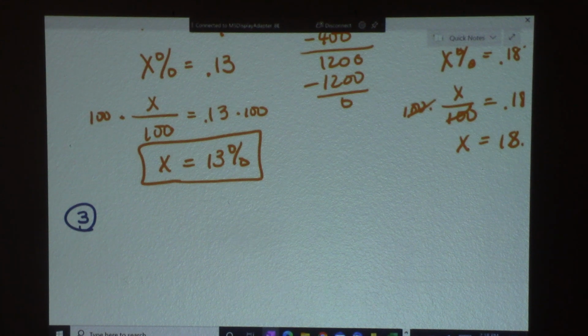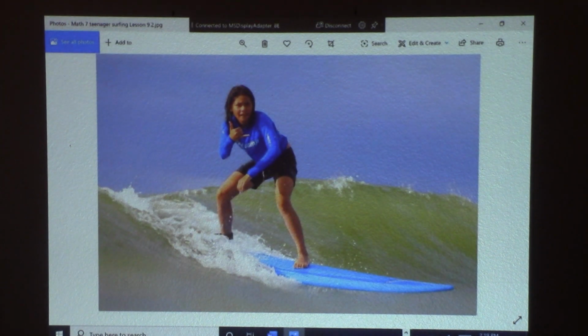Okay, so I want to show you a picture while I read a problem out loud. We have a girl surfing. Let me read you the problem out loud. In a survey, 525 teenagers were asked to name the water sport that they would most like to try learning. 20% said surfing. So the question is, how many teenagers said surfing?